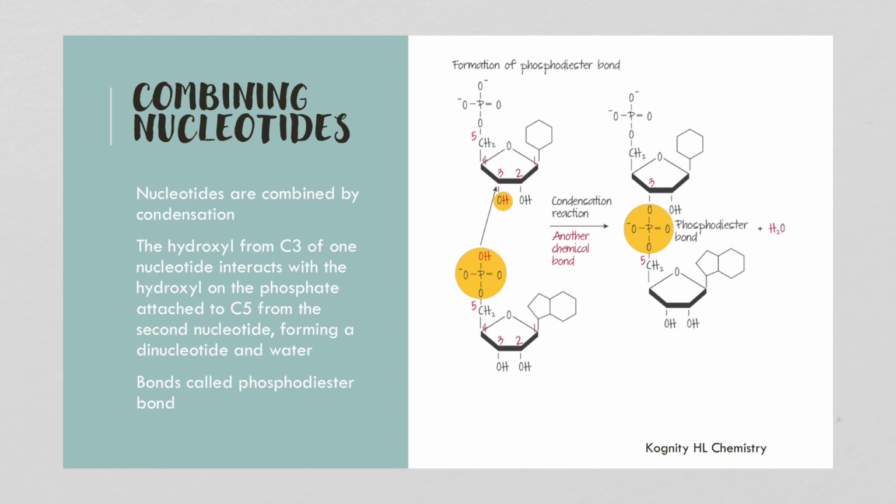So we've discussed how a nucleotide is prepared through condensation, but different nucleotides are also combined through condensation reactions. What happens is the hydroxyl from carbon number 3 of the first nucleotide interacts with the hydroxyl on the phosphate that's attached to the 5th carbon from the second nucleotide, forming a dinucleotide and 1 water molecule. And these bonds are called phosphodiester bonds, and they're covalent bonds.